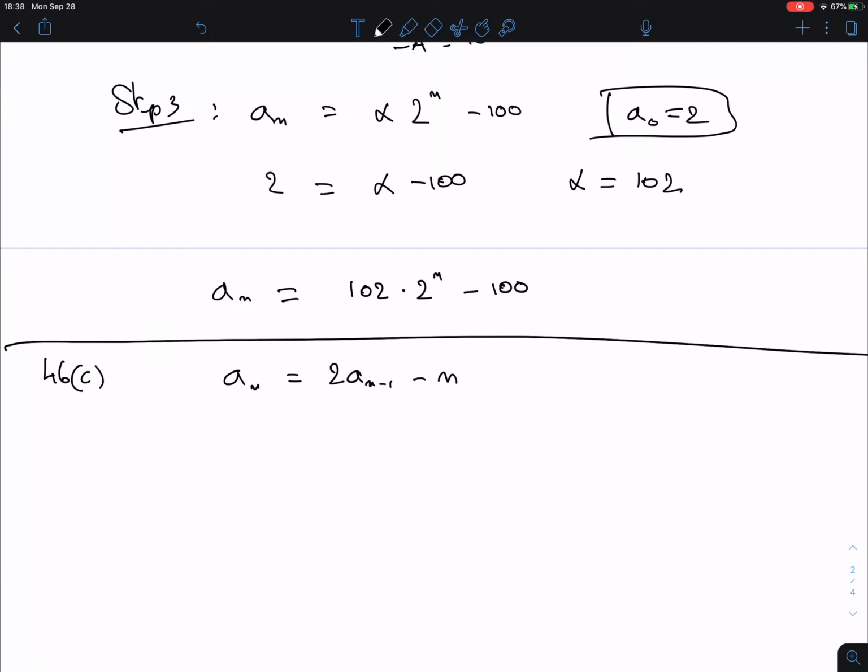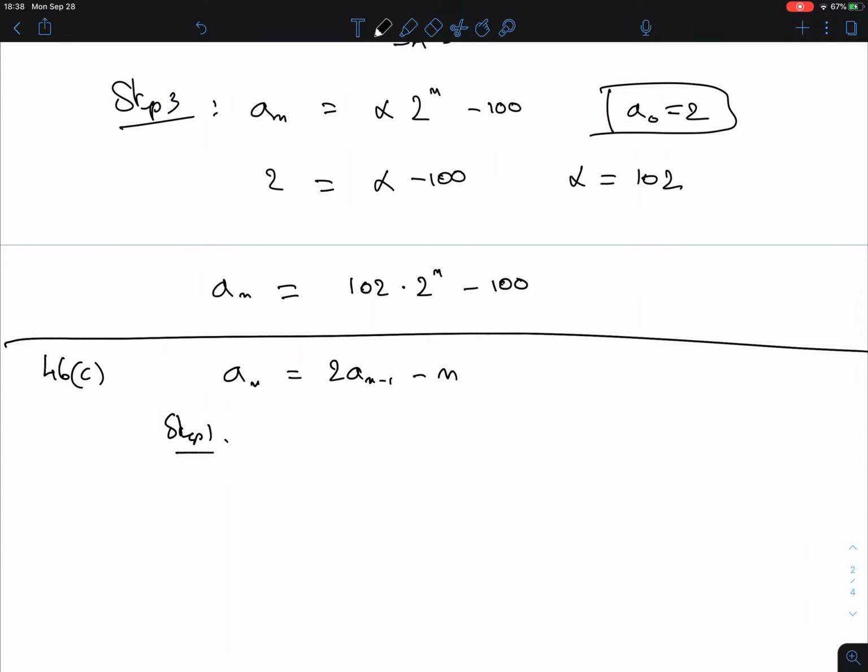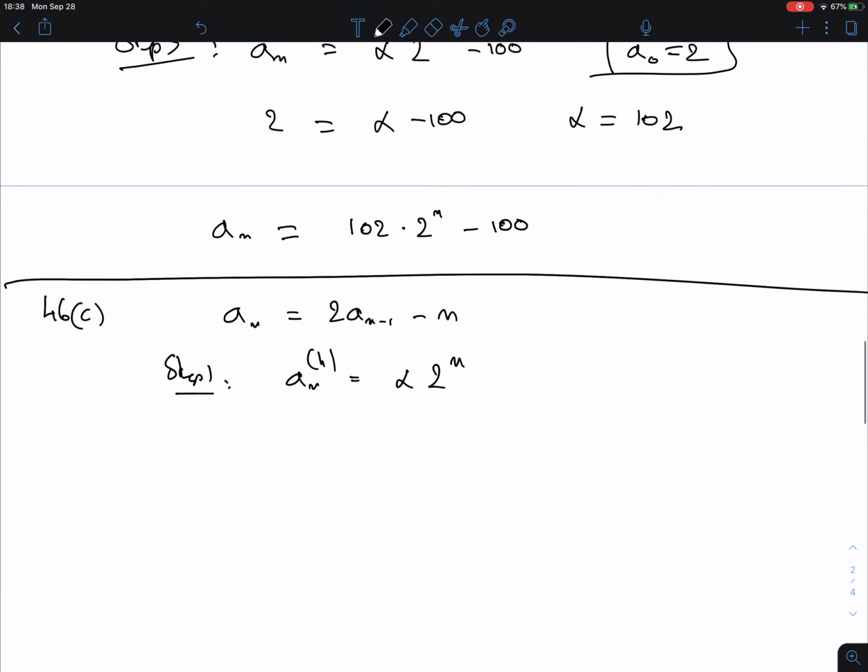What is now different is step 2. So step 1 is still the same. So step 1, we know that the homogeneous solution is still alpha to the n. Of course, this value of alpha might now be different. That is something else, but we know it's still of this form. So this is the homogeneous one.